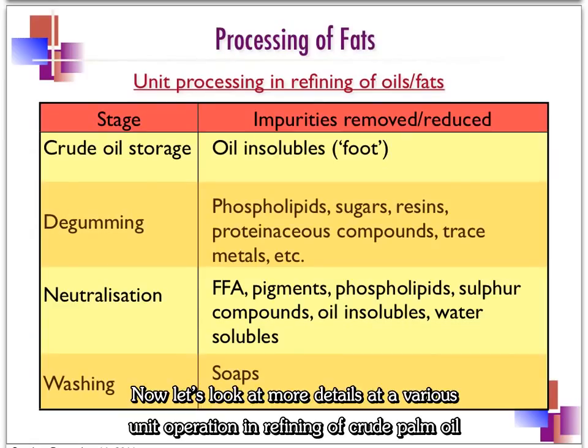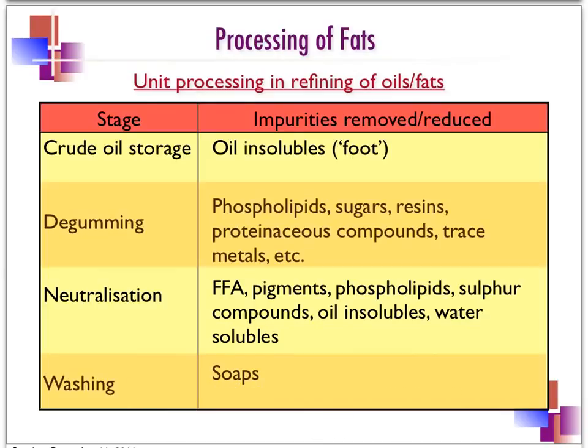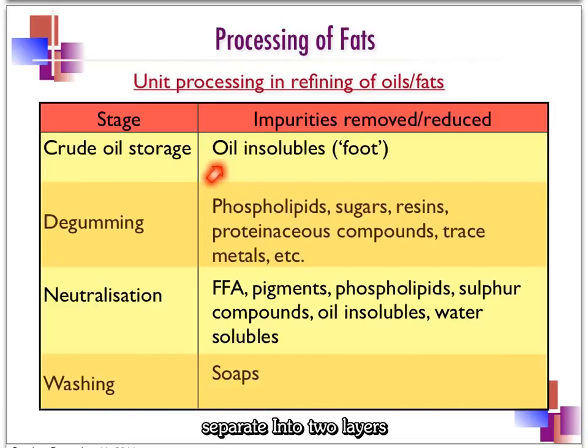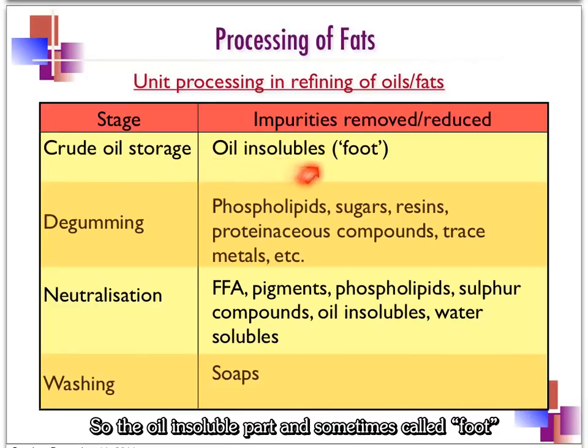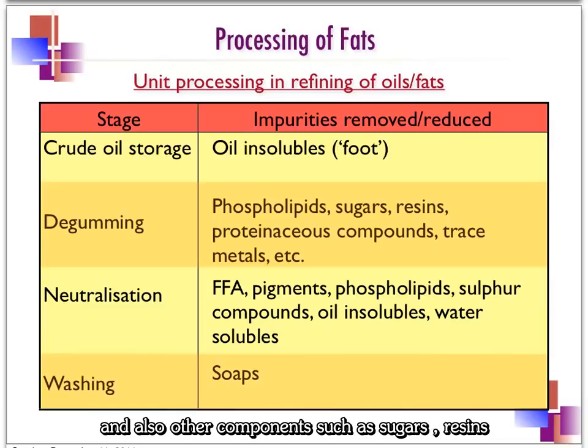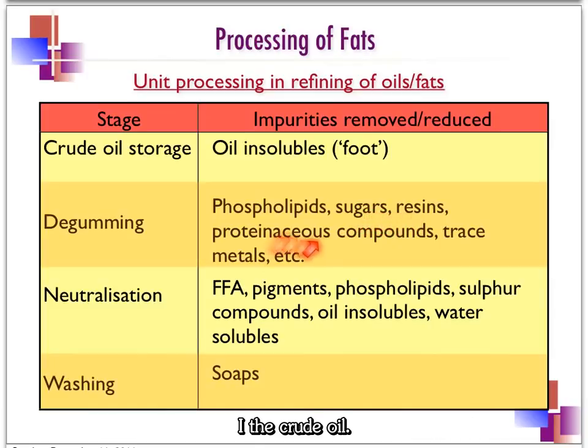Okay, now let's look in more detail at the various unit operations in the refining of crude palm oil. The crude oil usually is stored in a tank, and during storage it will separate into two layers, so the sediments, or the oil insoluble part, sometimes called foots, can be separated out from the oil. Then the degumming process will remove the phospholipids, which are the gums, the viscous component in the oil, and also other components such as sugars, resins, proteinaceous compounds, and trace metals in the crude oil.